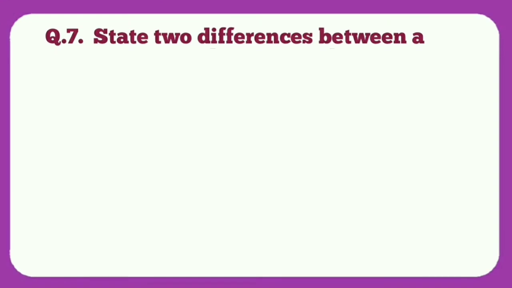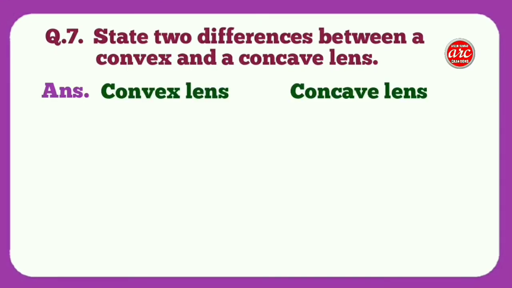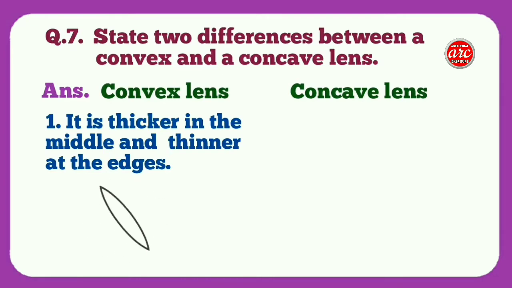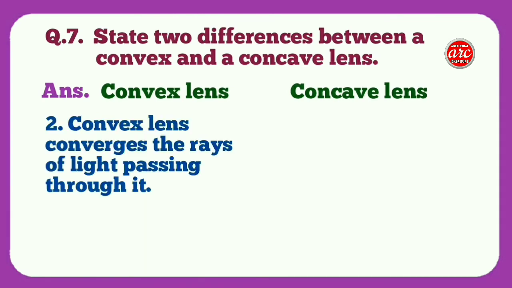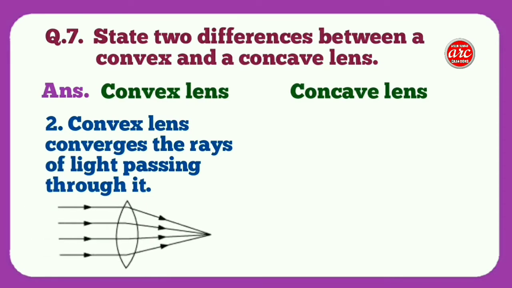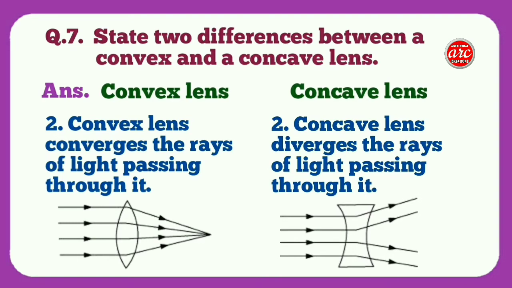Question number 7. State two differences between a convex and a concave lens. Answer. Convex lens. It is thicker in the middle and thinner at the edges. Concave lens. It is thinner in the middle and thicker at the edges. Number 2. Convex lenses converge the rays of light passing through it. Concave lens diverges the rays of light passing through it.